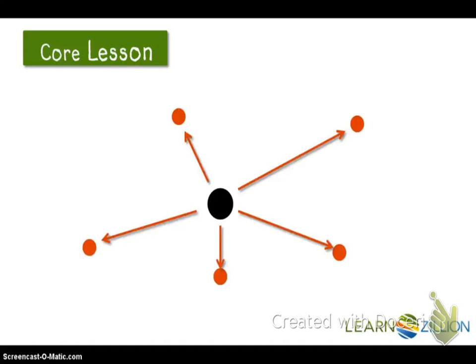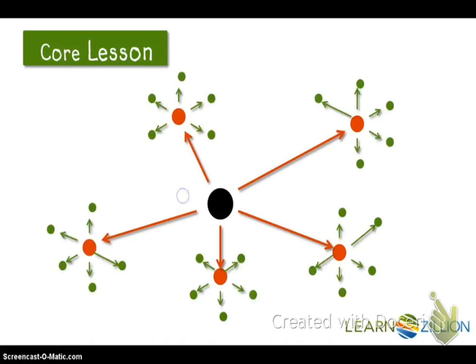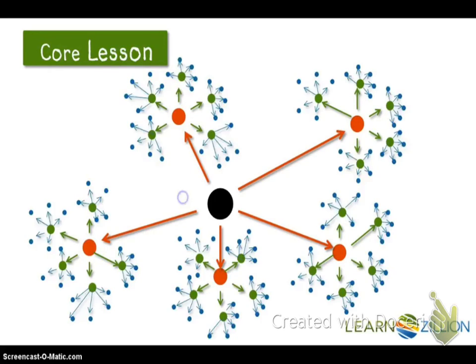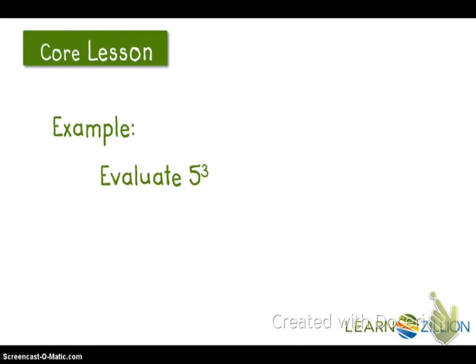The first time we end up with 5 red dots. We multiply those 5 red dots by 5, we end up with 25 green dots. And when we multiply each of those 25 green dots by 5, we end up with 125 blue dots, a lot more than 15. It's not always convenient to create such a visual, so when we see 5 to the third exponent, we can simply multiply 5 times itself 3 times. This simplifies to 25 times 5, which simplifies to 125. So 5 to the third power is 125.